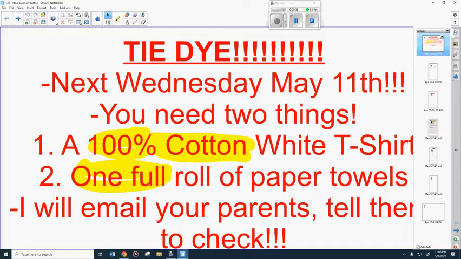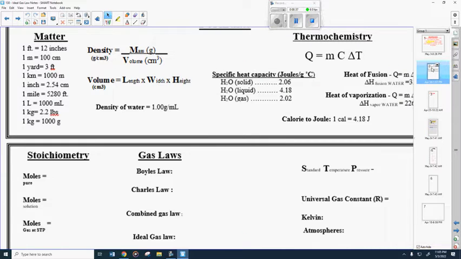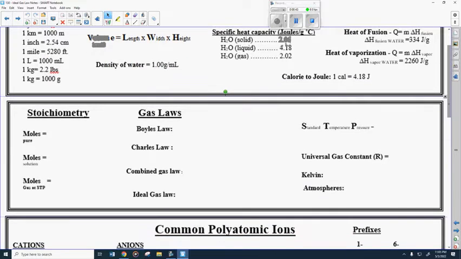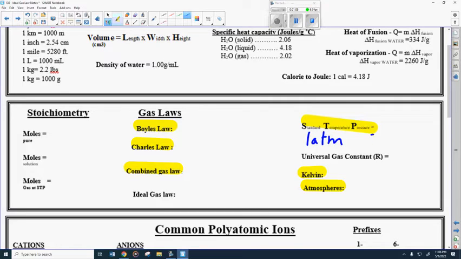Alrighty. Anyways, so we're going to go ahead and take a look at our periodic table here. So at this point, you should have a lot of these things kind of filled out. So this is the back of your periodic table. So you should have Boyle's Law, Charles' Law, Combined Gas Law, Standard Temperature and Pressure, Kelvin, atmospheres. Like, you should have a lot of these already filled out because we've been going over them the last couple of days. So for example, standard temperature and pressure is 1 atmosphere, 273 degrees Kelvin, that kind of thing.